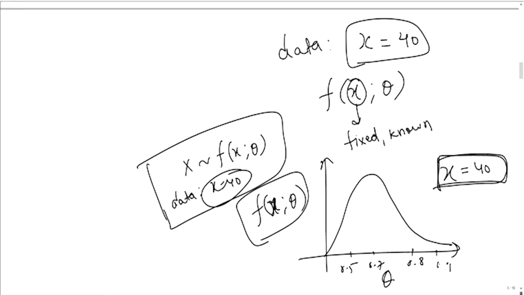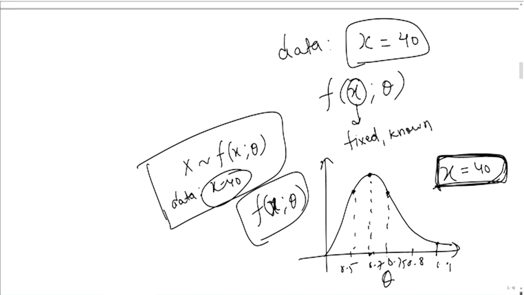Which values of theta? You will see that some values of theta have higher density, some values of theta have lower density. The interpretation is that this value of theta is more likely to generate the data x equals 40 compared to this value of theta. So, let us say 0.75 is less likely to generate x equals 40, 0.7 is more likely to generate x equals 40, and something like 0.9 is almost unlikely to generate this data.